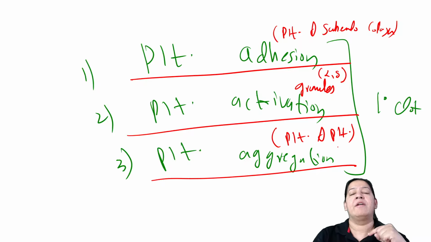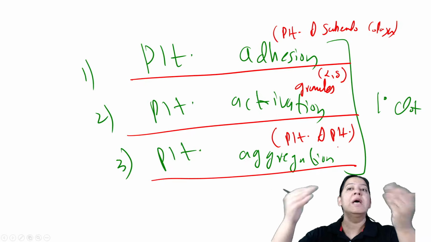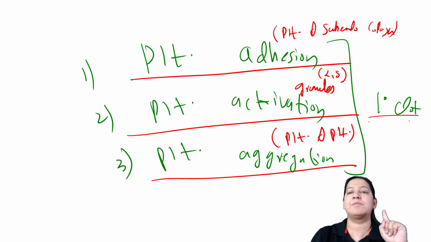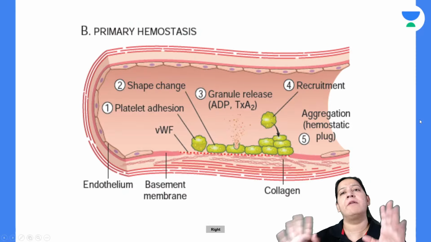After the first row, the subsequent rows, second, third, fourth, will be formed. And ultimately a clot is formed. The name of the clot is primary clot. See the same diagram which is given in the book.